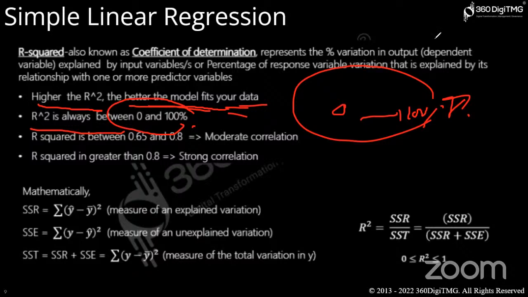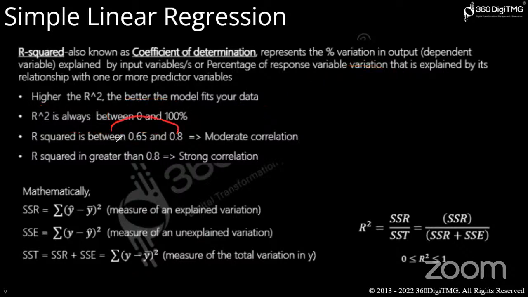If R square is between 0.65 and 0.8, it is called moderate correlation. Whenever you have R square value between 0.65, that is 65%, and 0.8, that is 80%, in that case you can say it is a moderate correlation.